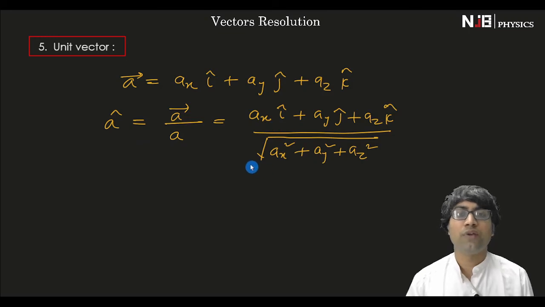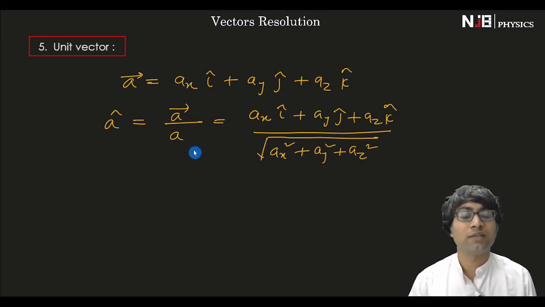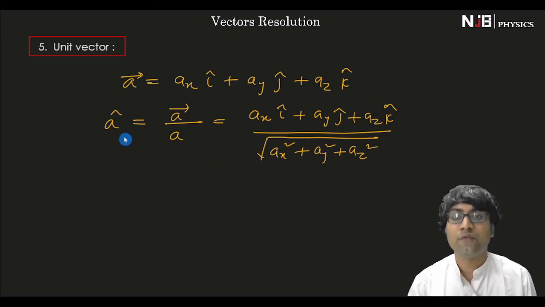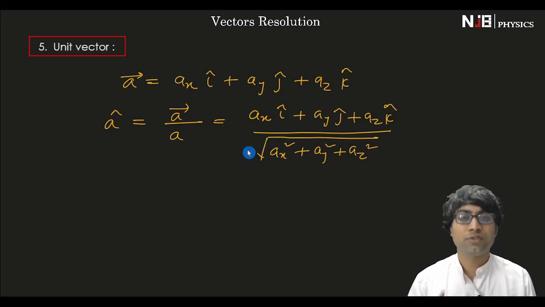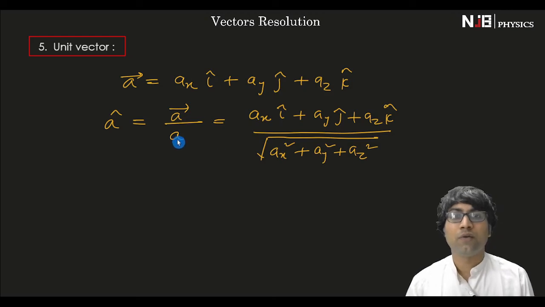So this is how we will write a unit vector in the direction of a vector if the vector is given in the component form like this. Let's now see how to write the sum of two vectors or difference of two vectors, or any other mathematical operations for that matter, when we have a vector in the resolved format.